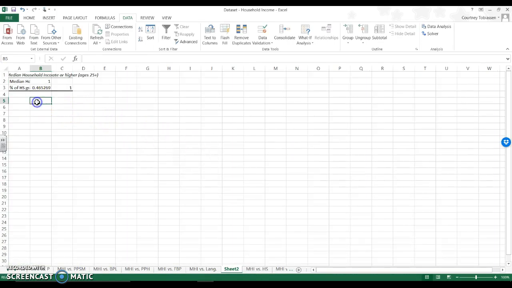Okay, that's more interesting. So here, my R is 0.47, which is a moderate relationship. So for R squared, again, I'm just going to take this and square it. So my R squared is 0.21, meaning 21% of household income can be explained by if you have a high school degree or not. Easy.